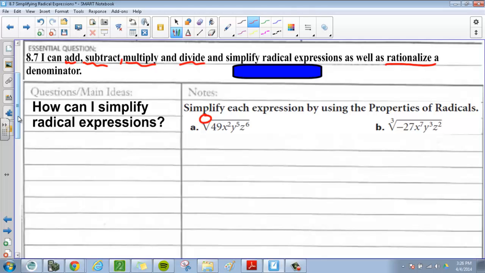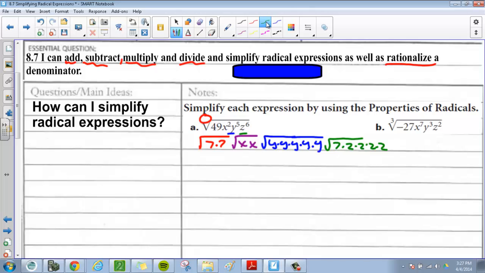Okay, so let's ask ourselves, what times what is 49? Well, we know 7 times 7 is 49. We're going to break it up into the 7 and 7. And then we have this x squared. Well, that's like 2 x's, so we're going to pull out 2 x's right there. And then we have this y to the 5th. Well, that's like the square root of y times y times y times y times y, right? And we have the z to the 6th. That's the same as the square root of z times z times z times z times z.